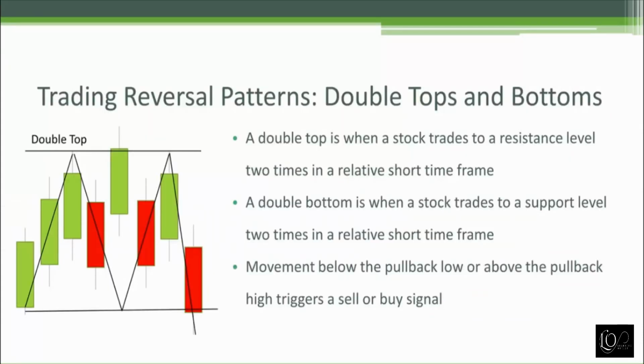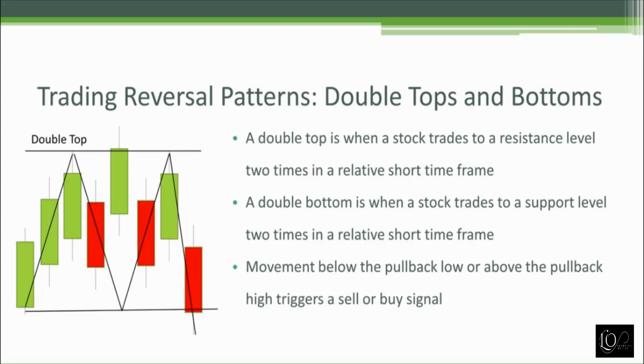A double top is when a stock trades up to a resistance level 2 times in a relatively short time frame. And a double bottom is when a stock trades down to a support level 2 times in a relatively short time frame. As you can see from the graph on the left, we have the stock in an uptrend. It moves up to a resistance level, has a pullback to a pullback low, moves up a second time to the resistance level, and then pulls back and dives lower than the first pullback low.